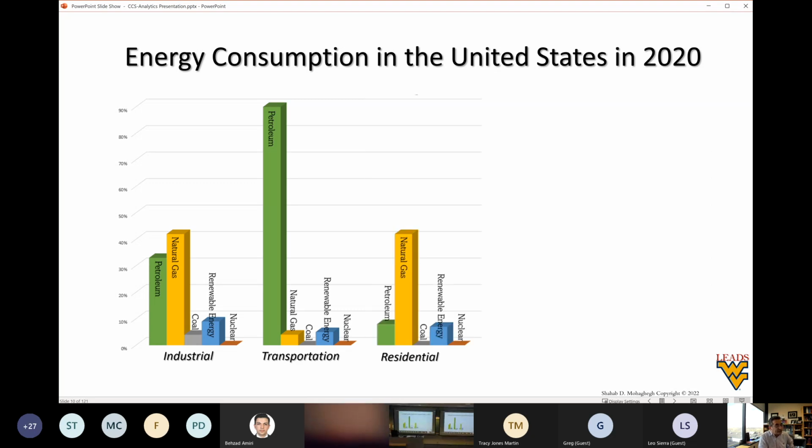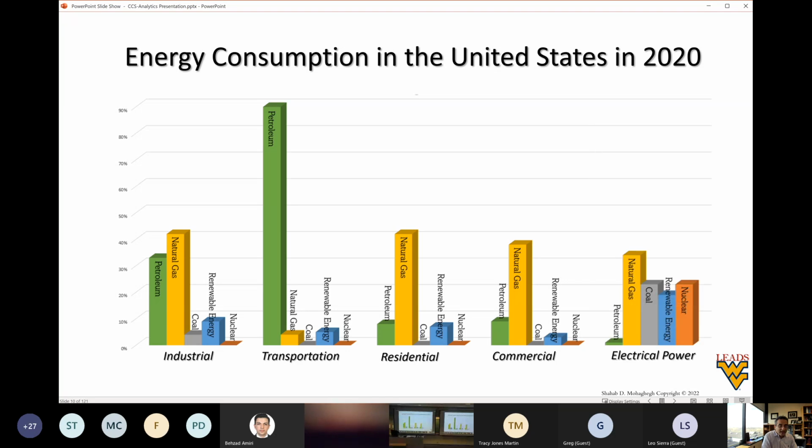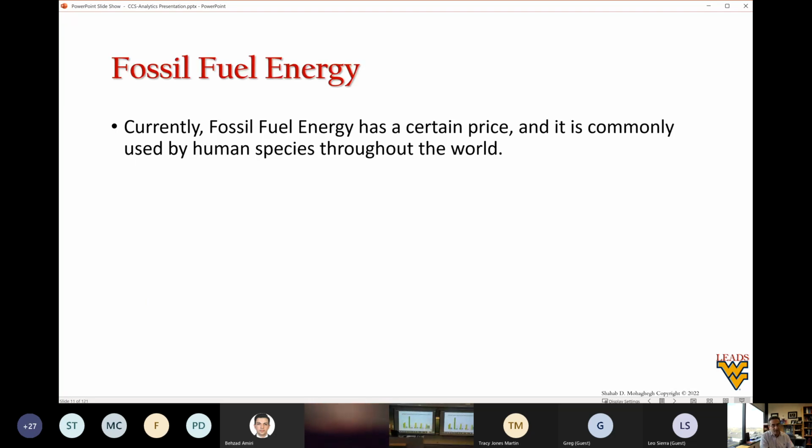In residential, there's a lot of natural gas. There is some oil. And when it comes to commercial, natural gas plays a very important role, and electrical power, as you can see, again, natural gas plays an important role.